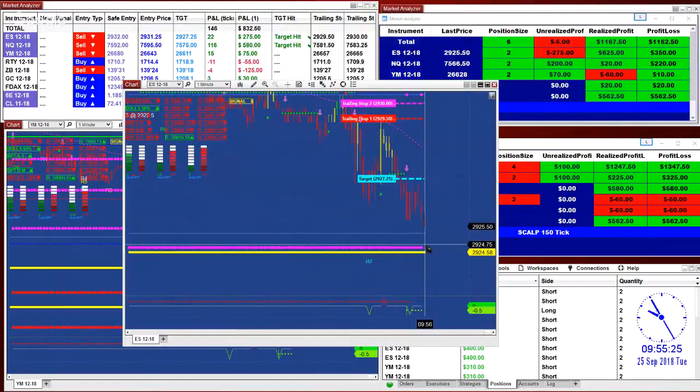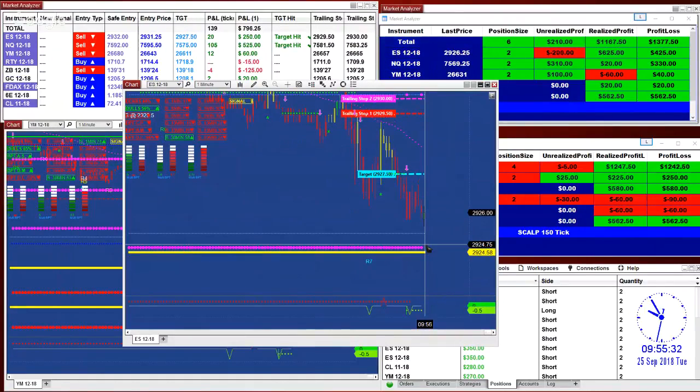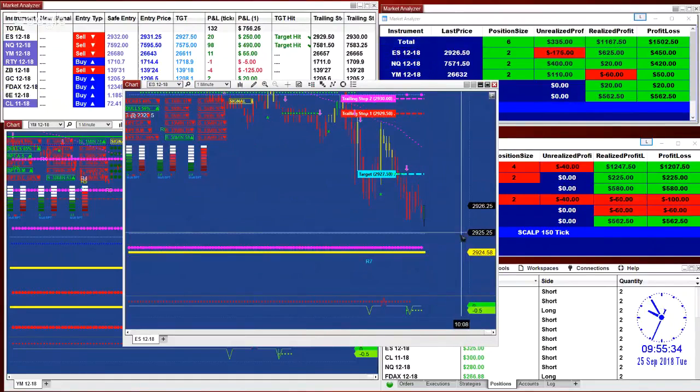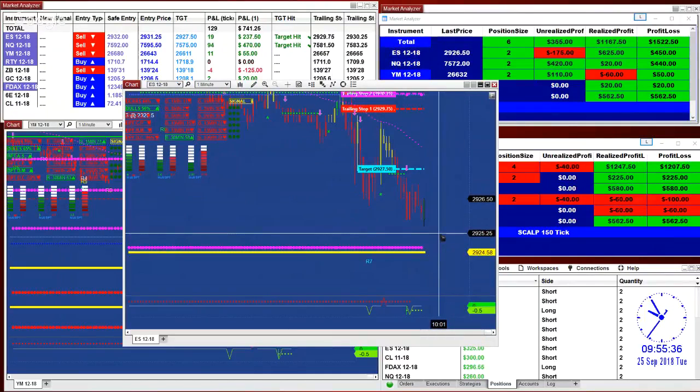But if you are trying to see where you need to exit on that trade, you should be reconsidering taking the ES out. You have two options on those numbers. The first one is 25.25. Take one tick above that.